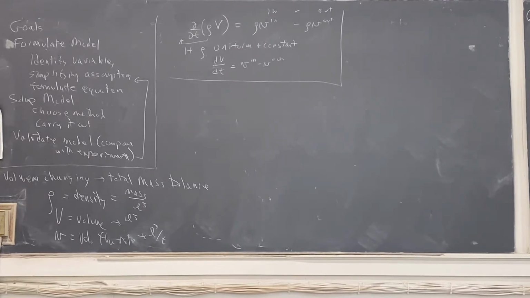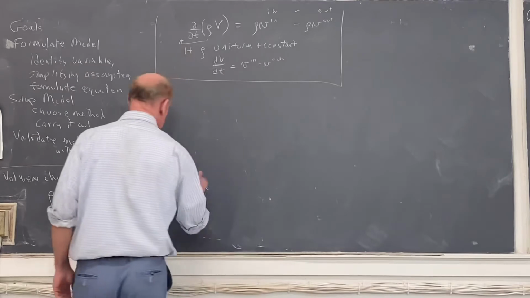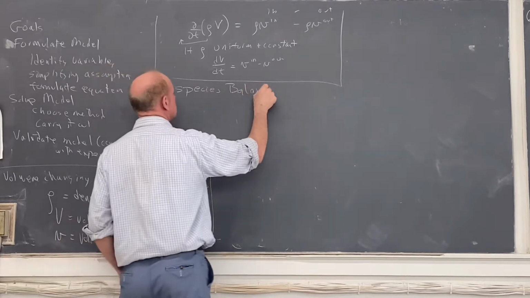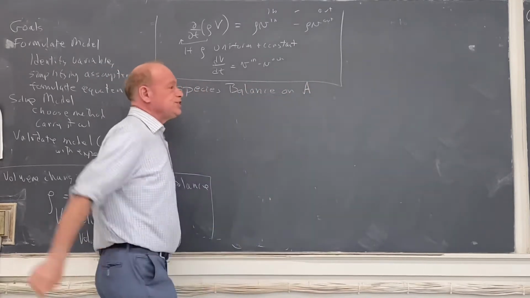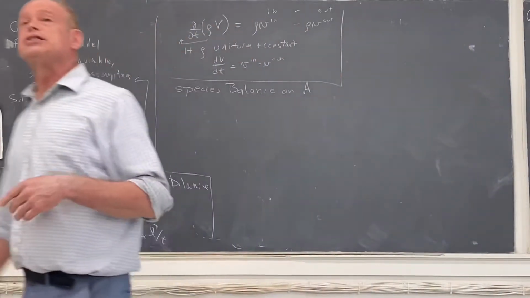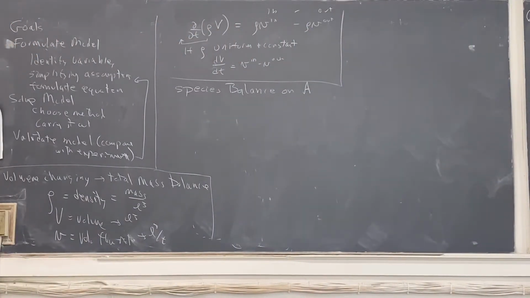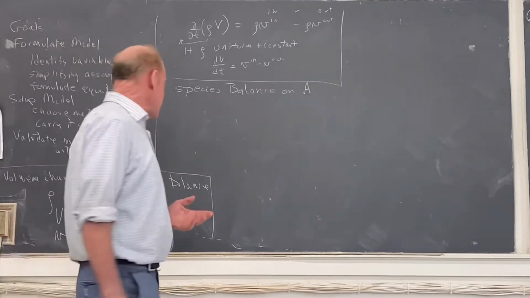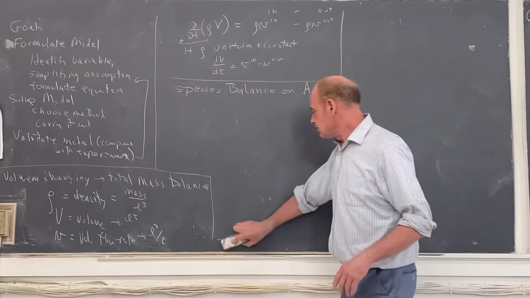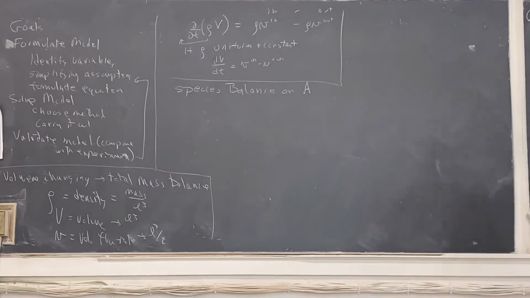Now let's talk about if we want to do a species balance on species A. So if you notice, here species A is what's coming in and what's going out. So we're going to use the general equation of chemical engineering. Anyone want to take a guess at what the general equation of chemical engineering is? If you can distill all of chemical engineering into one equation, what do you think that equation would be?